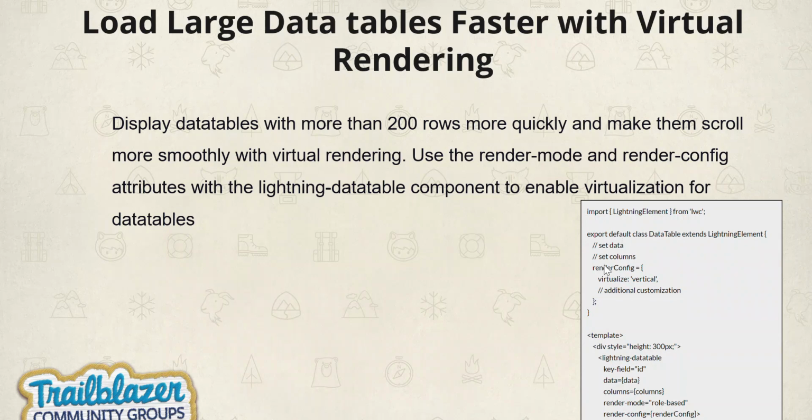Then this is the JS file, and after that you can see my HTML file, right? This is all the HTML, and now you can see the new tag here called lightning-datatable. Under here we have lots of attributes like key-field. This is already there, data is already there, columns also there, but here you can see two new attributes, render-mode equal to role-based.